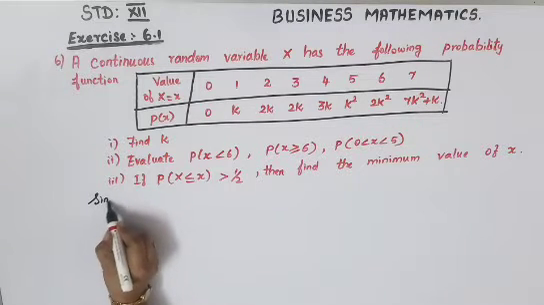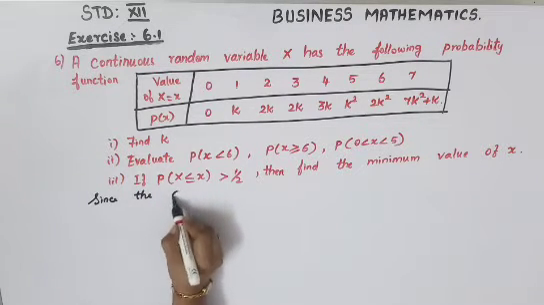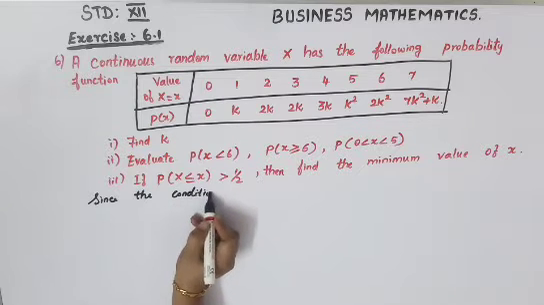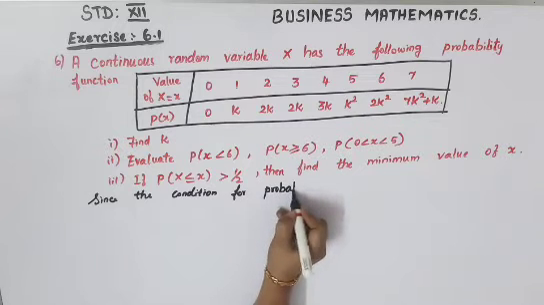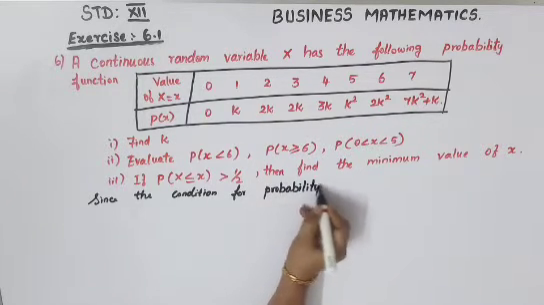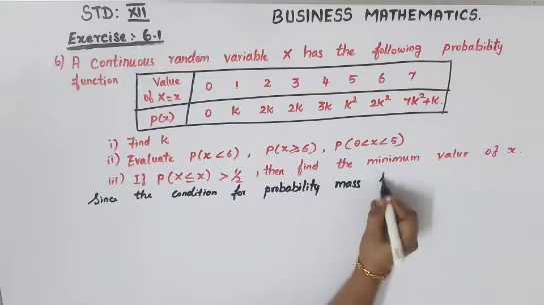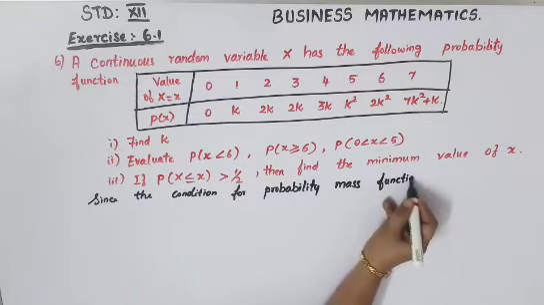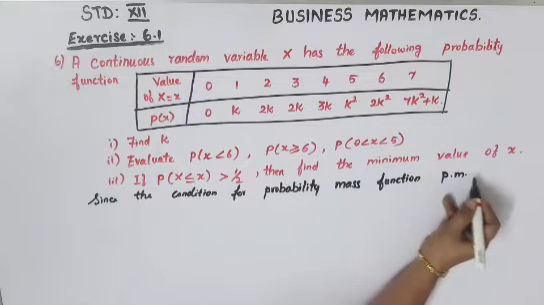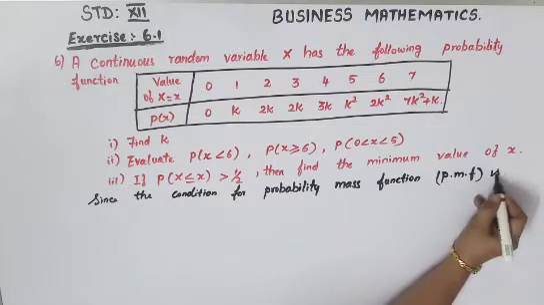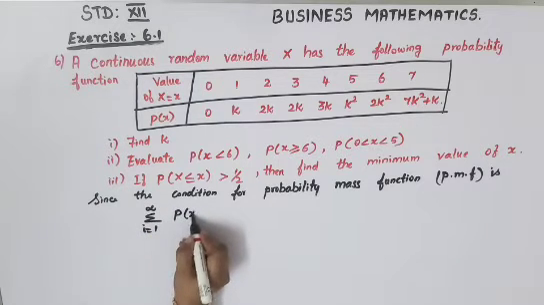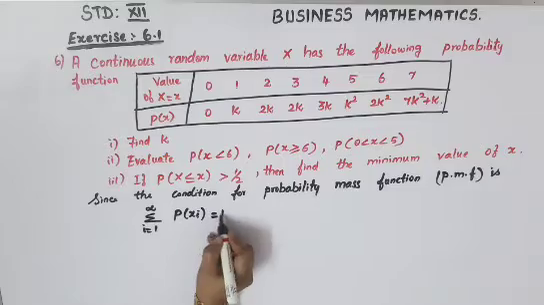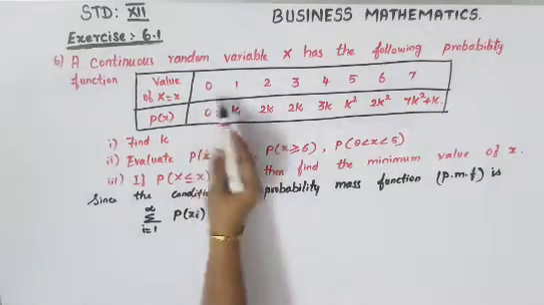Since the condition for a probability mass function, that is PMF, is sigma i is equal to 1 to infinity p of xi is equal to 1. So in your sum it is given from 0 to 7.